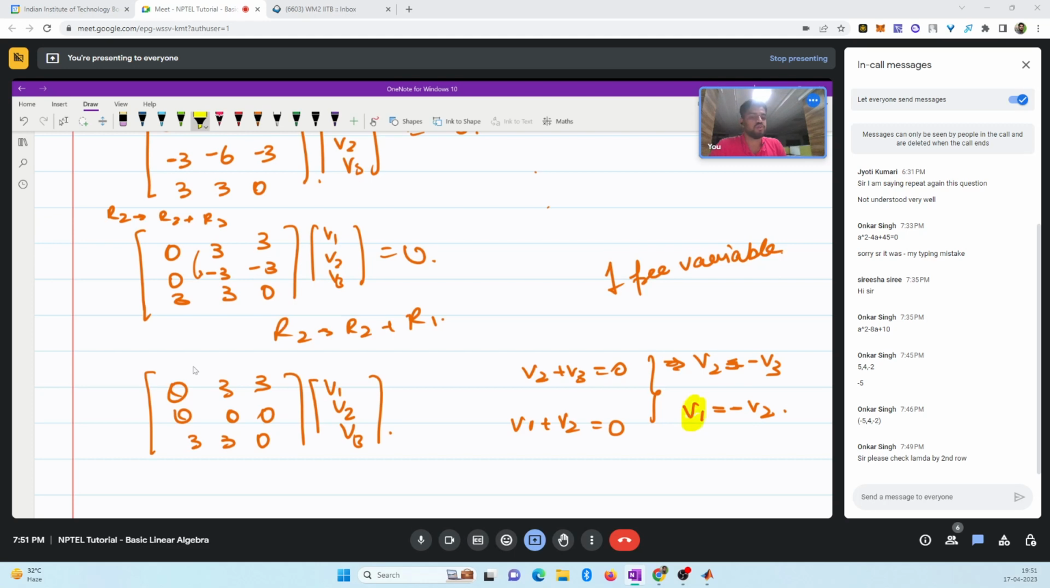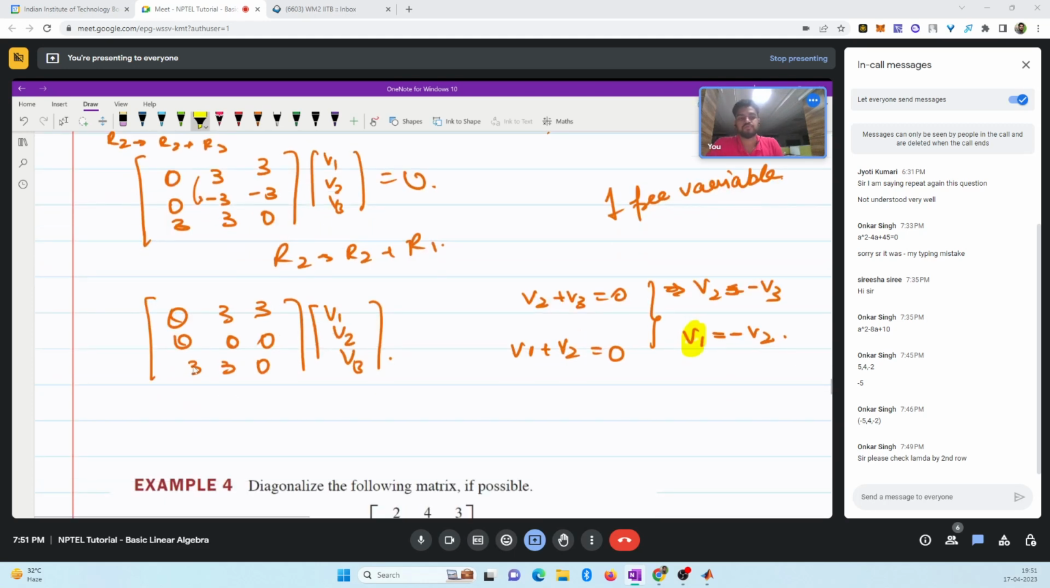Let's say I take V1 to be my free variable. Then let's say I took my V1 to be 1. This would imply that my V2 is minus 1. V2 became minus 1, and from there, my V3 became 1 again. So an eigenvector is (1, -1, 1) for lambda equal to 1. Okay.